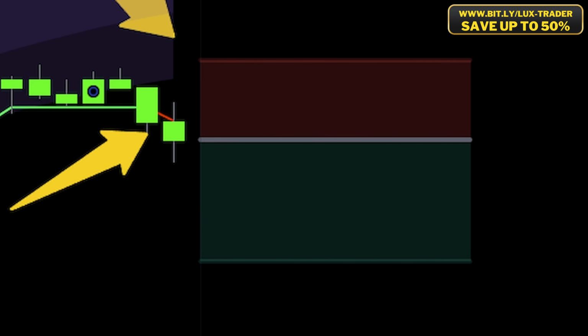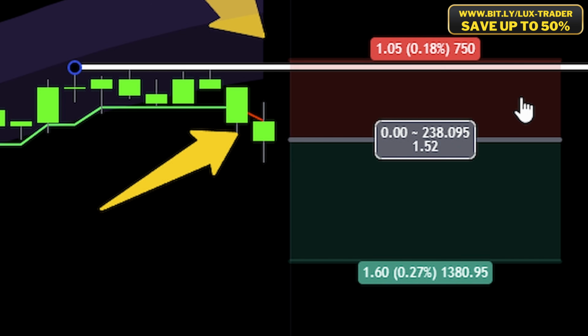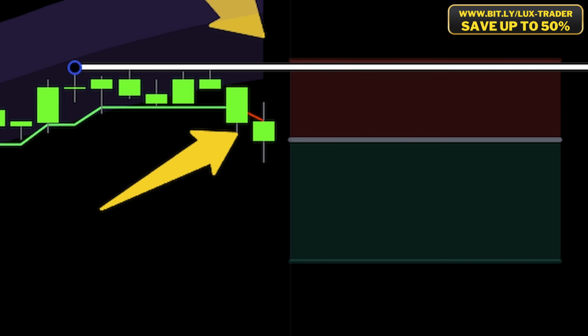Now set your stop loss slightly above the recent swing high. And for taking profit, you want to use a fixed take profit target with a risk to reward ratio of 1 to 1.5, just like this.